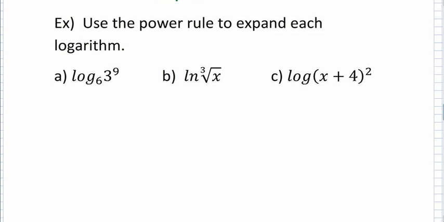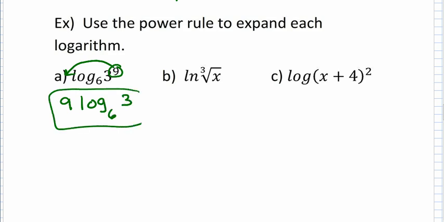So for example here, the power rule. If we want to expand this logarithm, notice we take this exponent here, the 9, and we're going to roll it to the front. So it becomes 9 log base 6 of 3, and that is our answer. If I could simplify it more, I would, but here 3 is not a power of 6, so I can't worry about that.